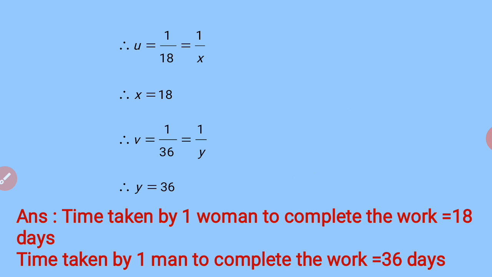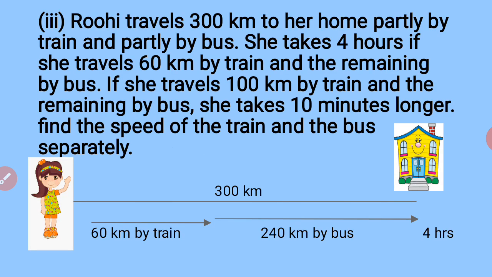So if only one woman works, she will take 18 days to complete this entire embroidery work, and if only one man works, he is going to take 36 days to complete the work alone. So again you can see that a real life problem was solved using mathematics. So mathematics is always exciting and helpful.